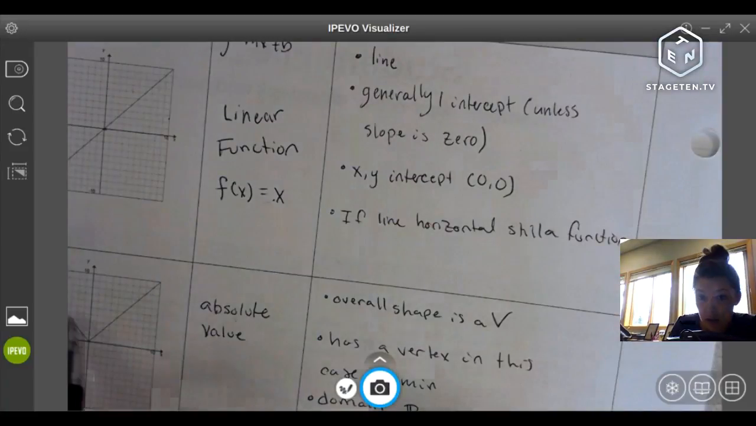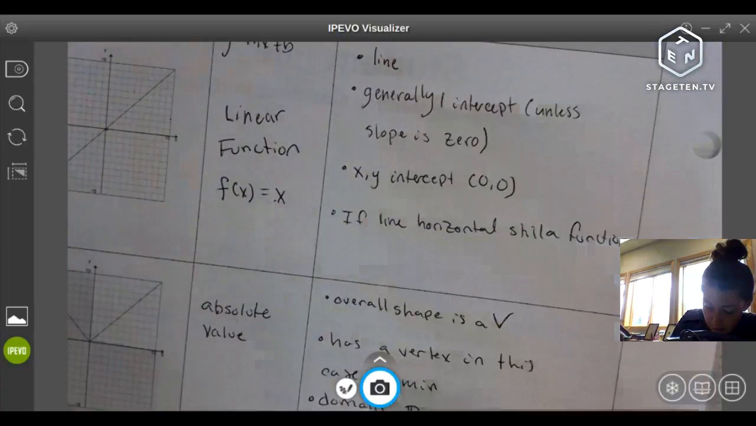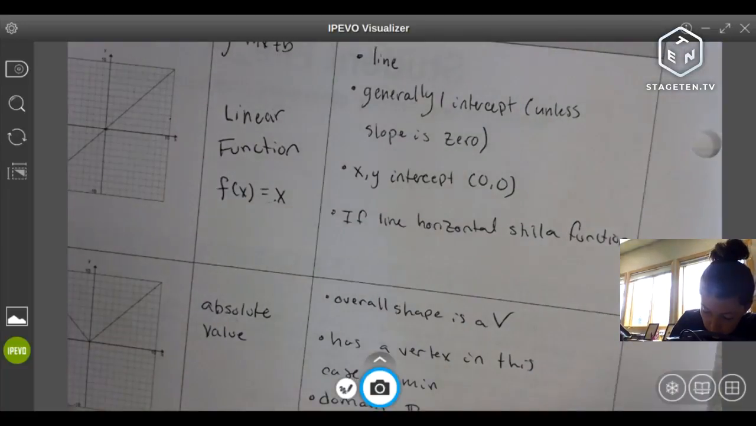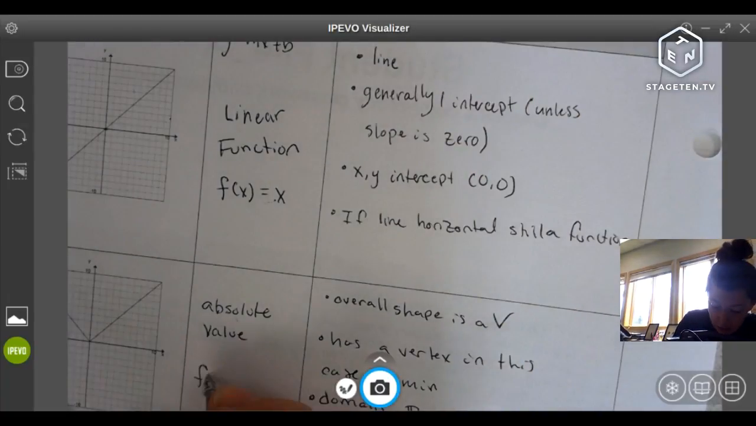What's the range? Right, y values are increasing infinitely for this one. If it was facing down, then they would be decreasing infinitely. So it has a line of symmetry through the vertex, and always has one y-intercept, which in this case is 0.